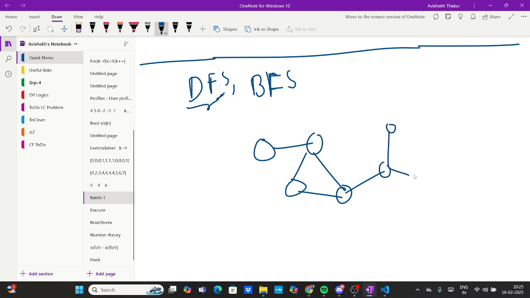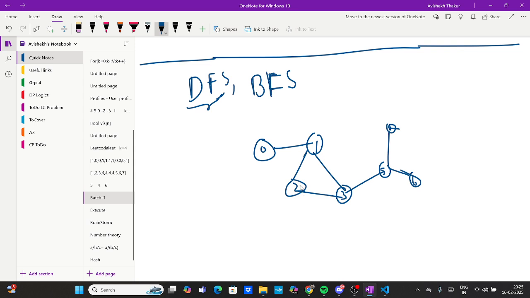Okay, let's take this graph with nodes 0, 1, 2, 3, maybe 4, 5, 6. In a graph there can exist a cycle. If you cannot handle the cycle, your recursion will go on in an infinite loop. So that's the problem.